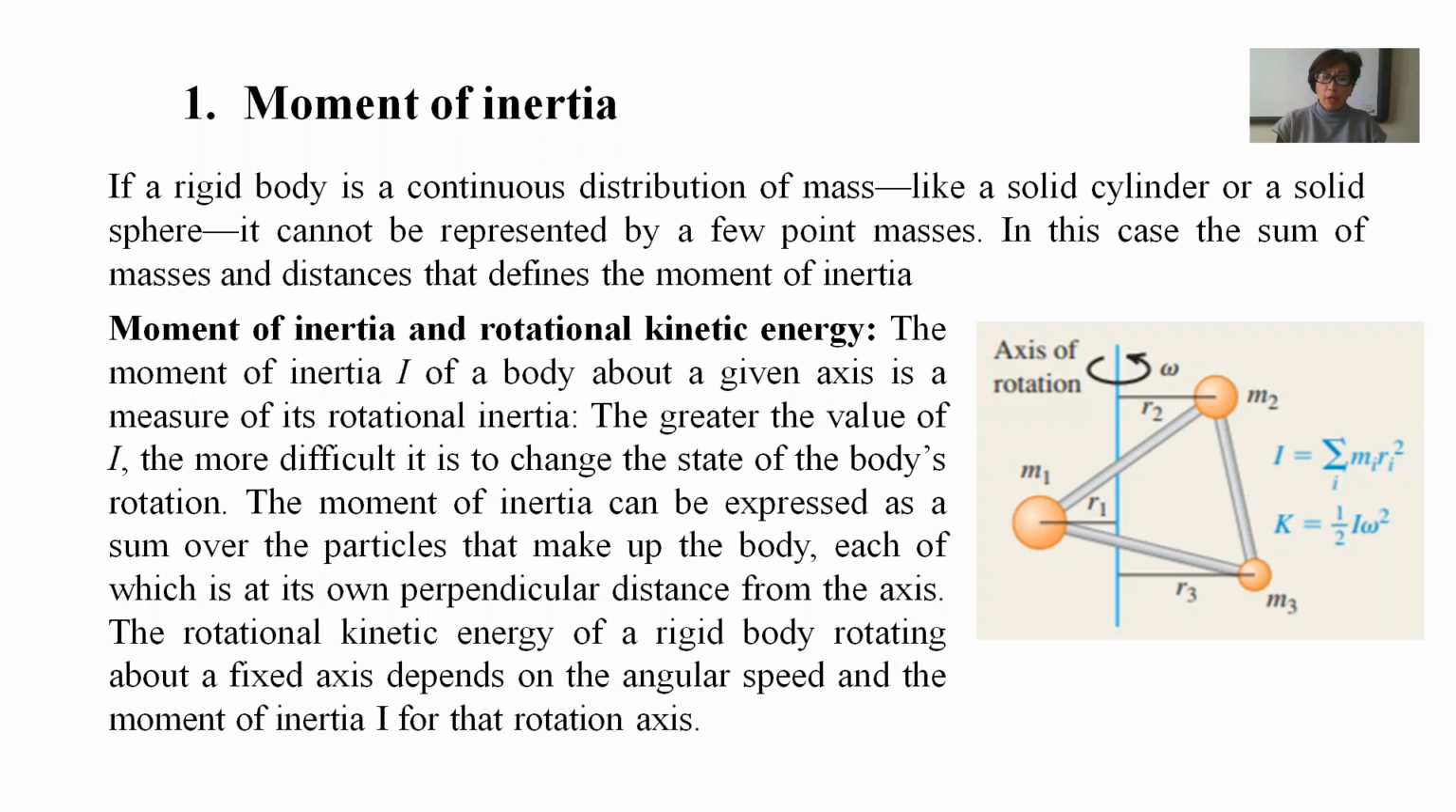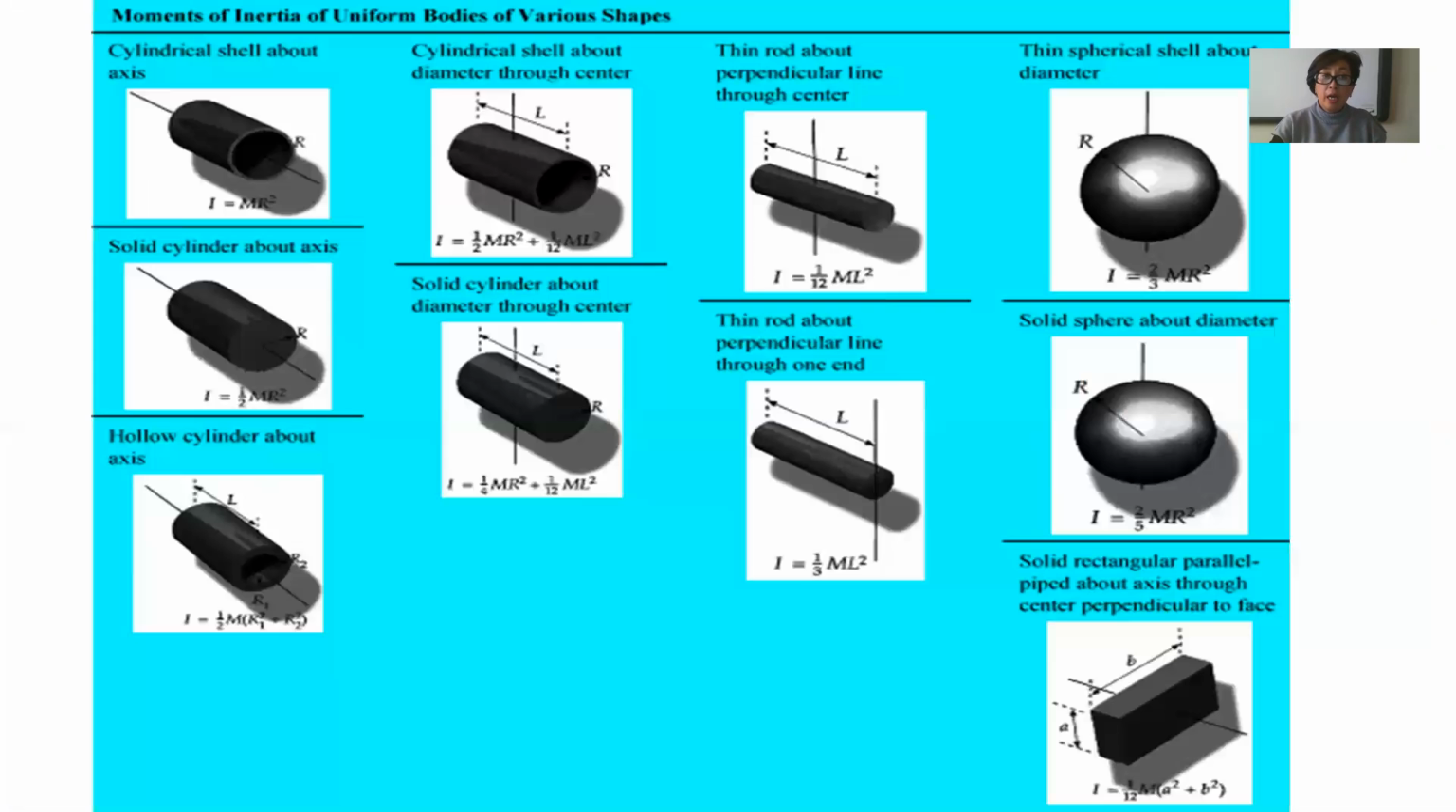The moment of inertia can be different for each body, and it can be expressed as a sum over the particles that make up the body, each at its perpendicular distance from the axis. The rotational kinetic energy of a rigid body rotating about a fixed axis depends on the angular speed and the moment of inertia for that rotation.